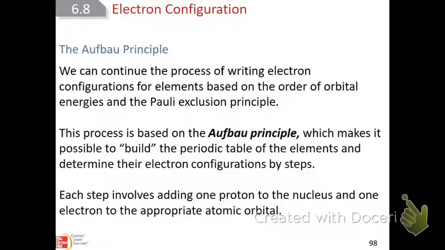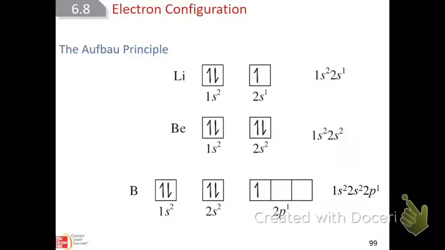Lowest energy levels must be filled before you can put an electron in a higher energy level. And the s's must fill before the p's can fill. The p's must fill before the d's, and so on. All right, and so this is an example of the Aufbau principle in action. These boxes would be representative of the orbitals.